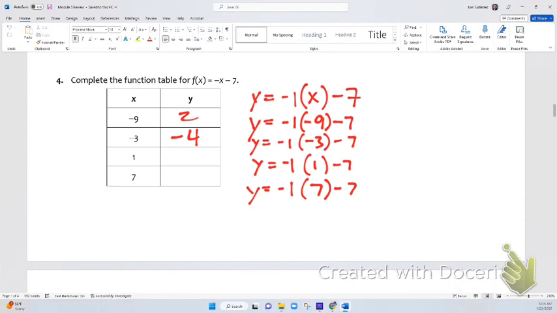So for when x is 1, negative 1 times 1 is a negative 1, and then negative 1 minus 7 gives you a negative 8. And then the last one, negative 1 times 7 is a negative 7. Negative 7 minus 7 is a negative 14.